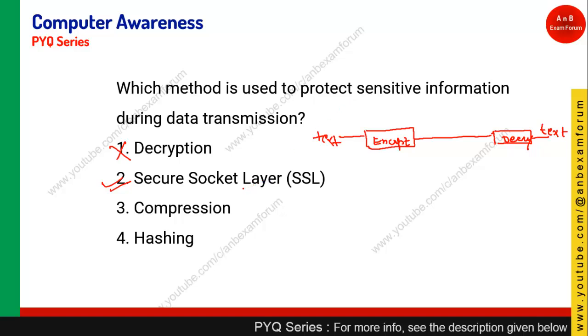Compression, as you know, is used to reduce the size of a file using some compressing tool, whereas hashing is another cryptographic technique where you measure the integrity of the data, whether data is changed or tampered by somebody else. So the answer for this question is option 2, SSL. Those who have given SSL are right.